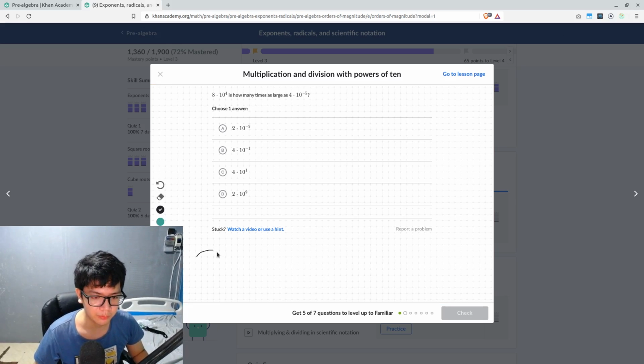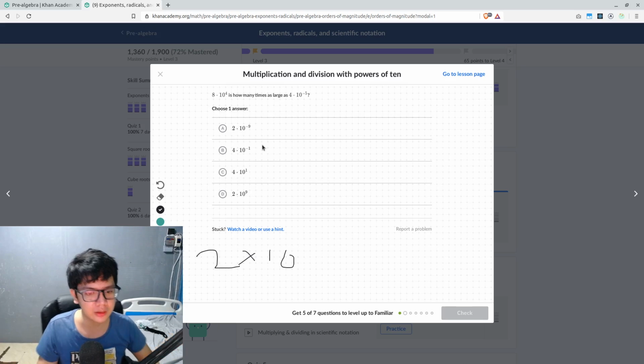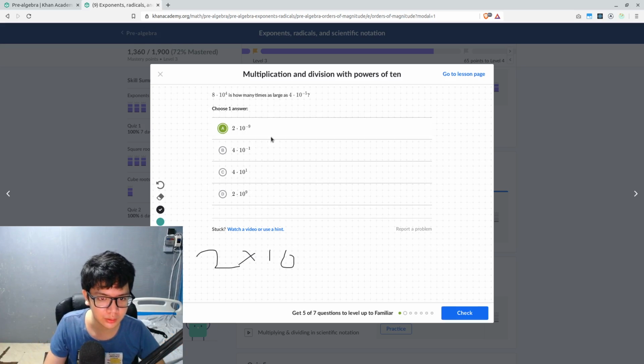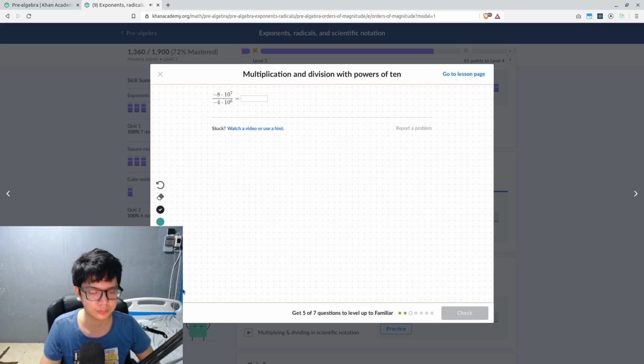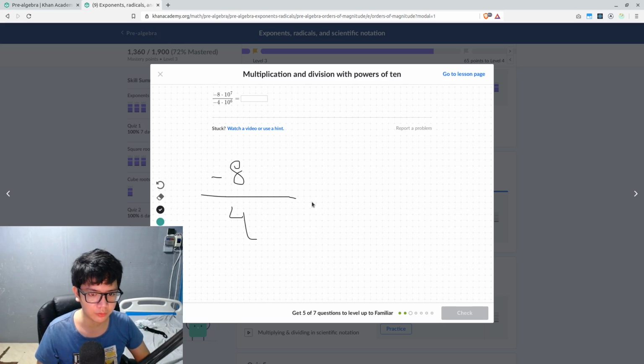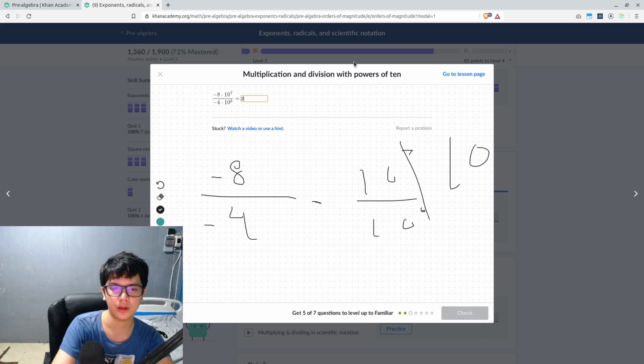So 8 divided by 4 is 2 times 10 to the 9th. Not negative. We have negative 8 over 4 times 10 to the 7 over 10 to the 6, which is just 10. Negative 4 to 20. Right? 24.